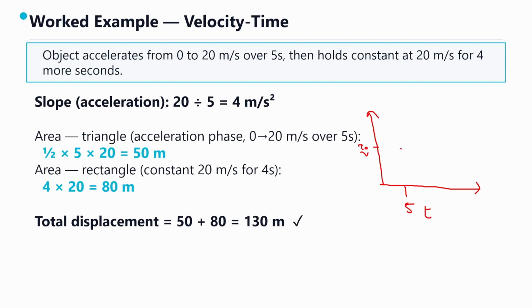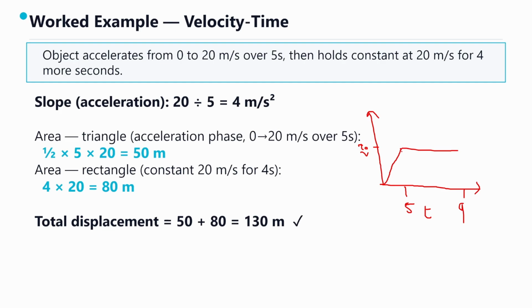So it goes to here. That's it. That's how it is. And then it holds at 20 meters per second for 4 more seconds. So this will be 9, and it holds it like this. So the slope, the acceleration, is 20 divided by 5, which is 4 meters per second squared, right?